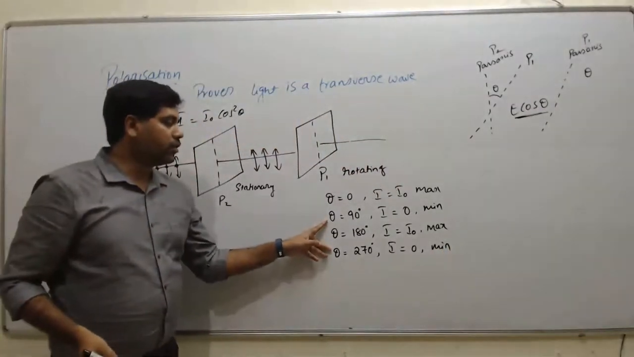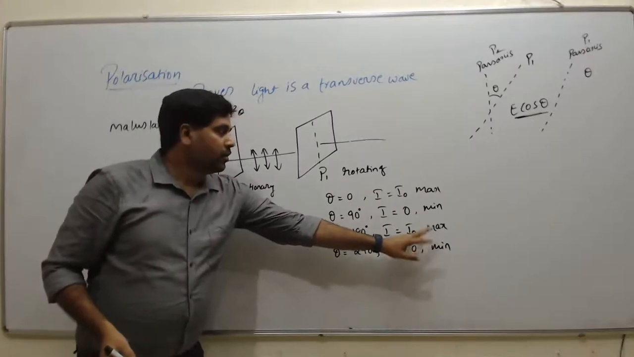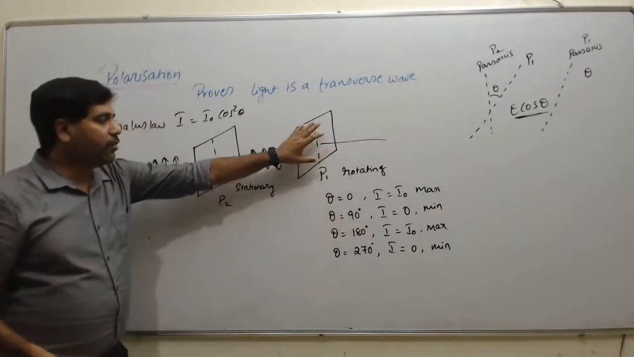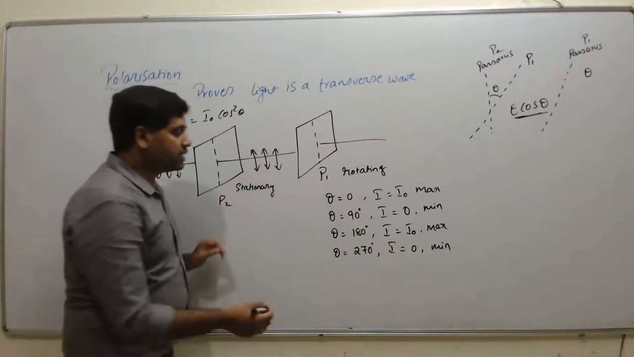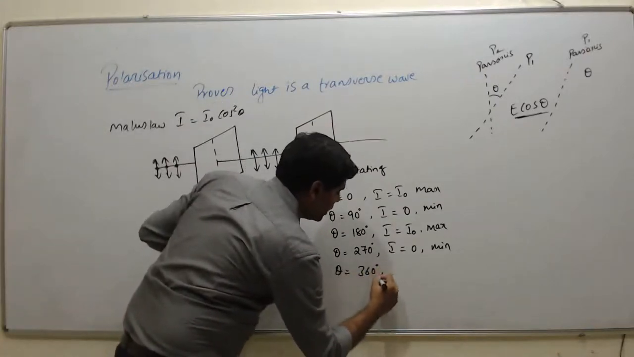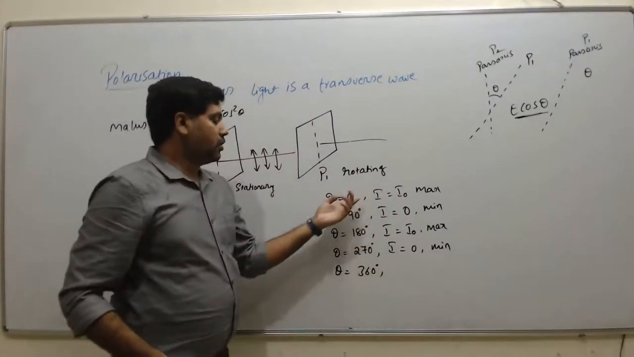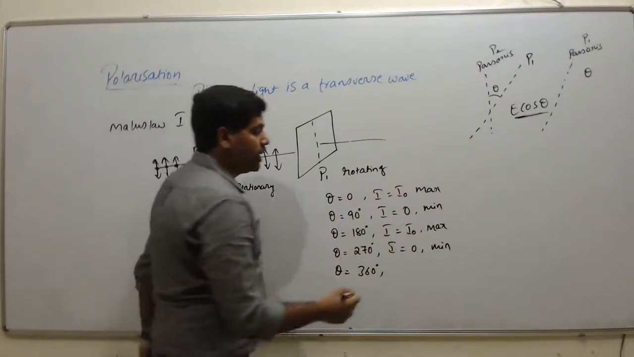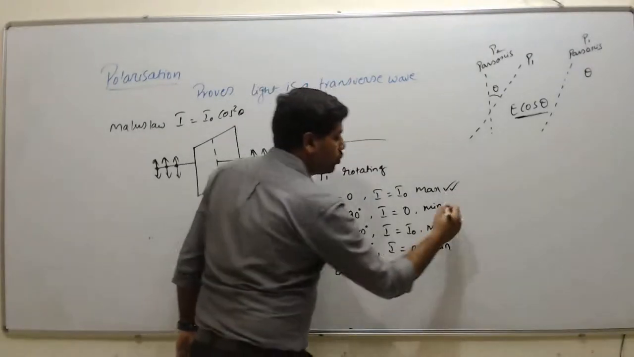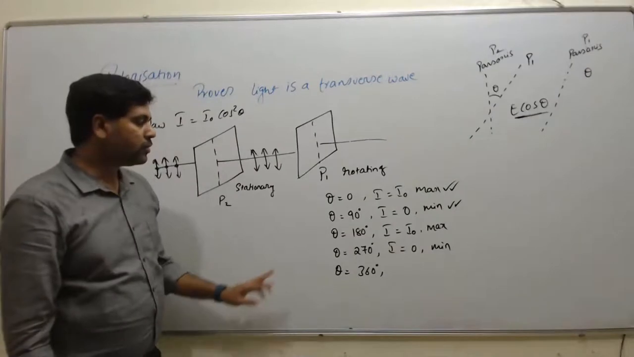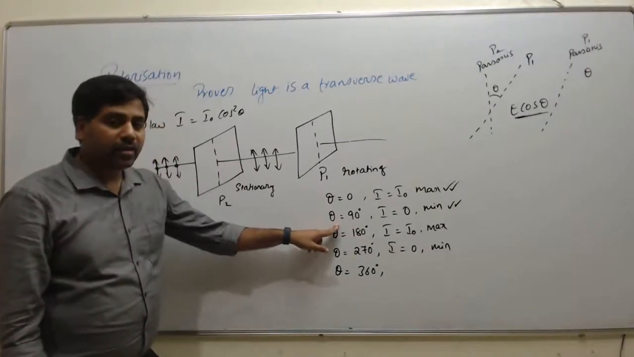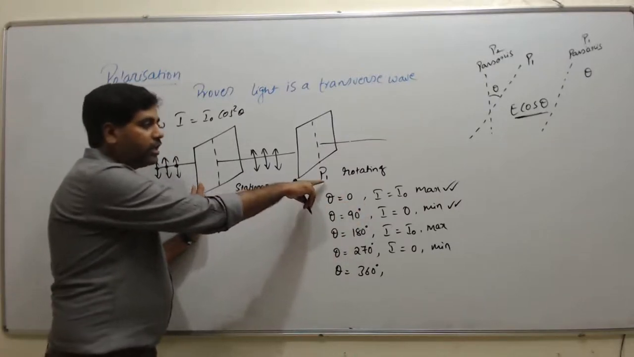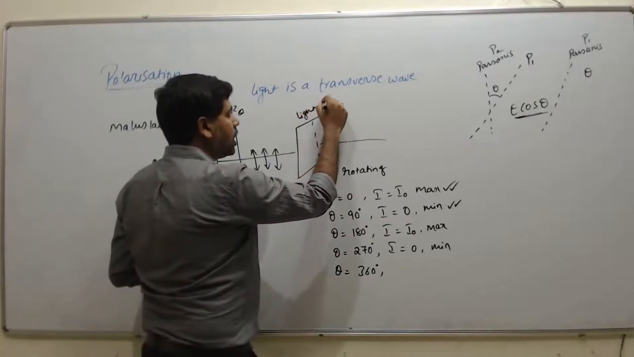So if we do it for 90 degrees and 270 degrees, we get the intensity minimum, that is, no light will be transmitted from polaroid P1. All the light will be absorbed in the polaroid P1. So next, theta equal to 360 degrees, that is the same as theta equal to 0 degrees, again we get the intensity maximum. So if you observe here, for one complete rotation we get two maxima and two minima, right? The minimum we get when theta is equal to 90 degrees, that is, when these two polaroids are perpendicular to each other, then all the light is absorbed.